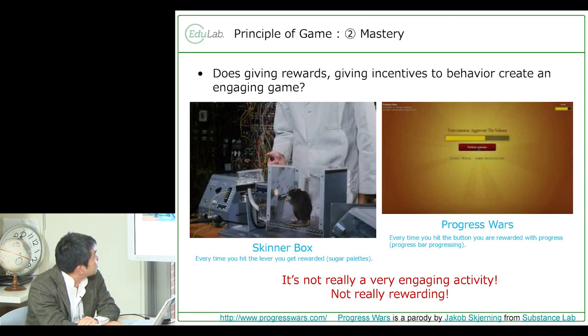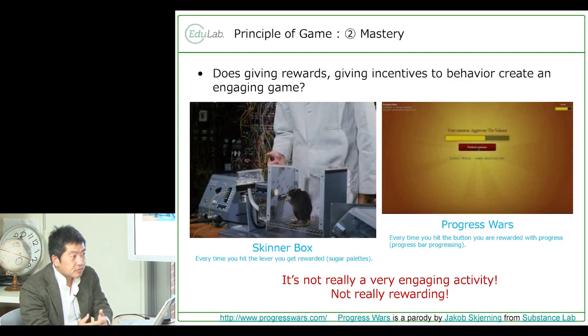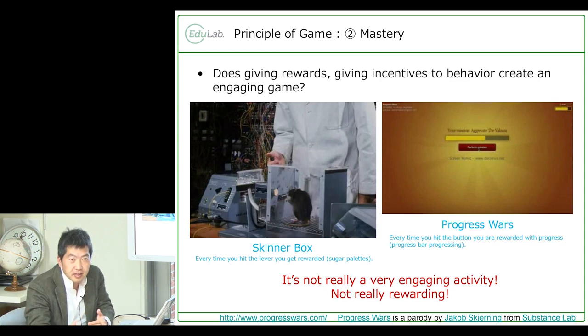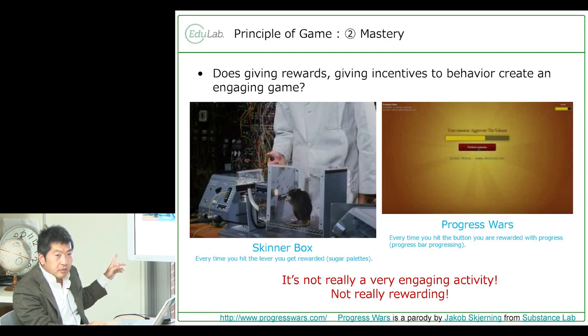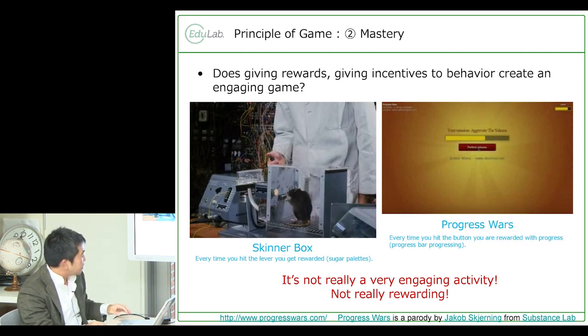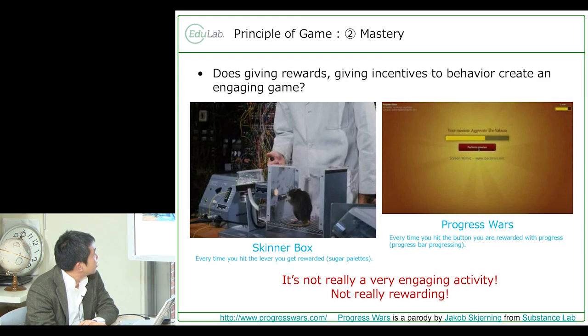And also, a second issue about mastery. Mastery is not just about giving rewards or badges. You know, there is a goal, there's feedback, and there's a reward. But it's not just earning rewards, because just earning rewards, is it engaging? This is a very interesting example. On the left hand, does everyone know about the Skinner box? The mouse here knows that when he touches a lever, the sugar pellet comes out. And you know, the mouse loves the sugar pellet. So he keeps on hitting it.